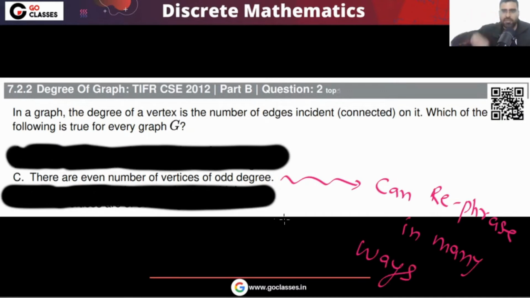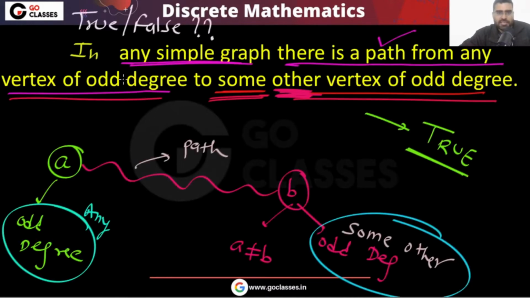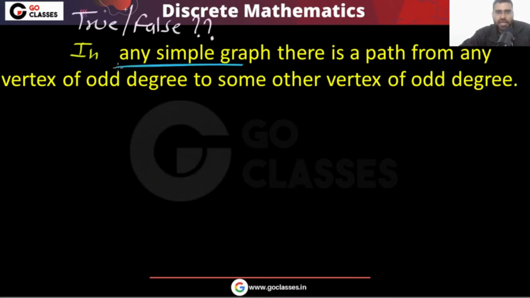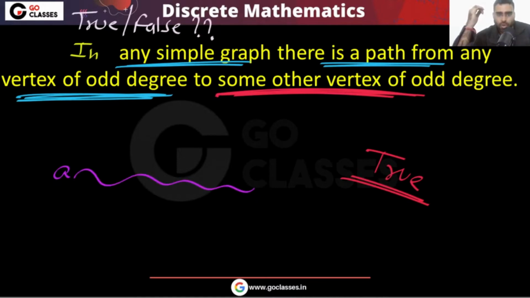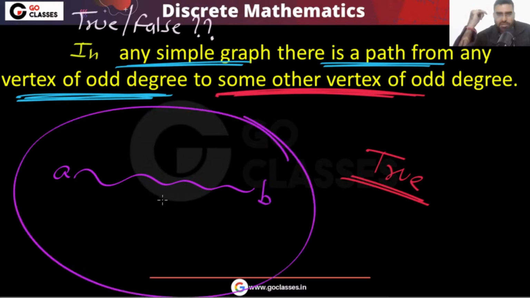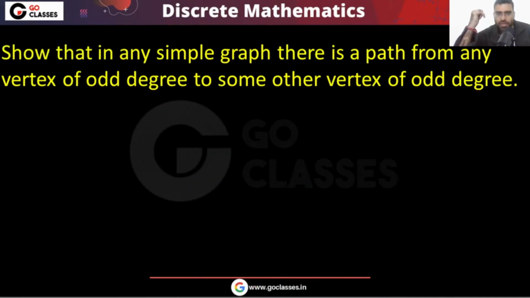Is this clear? Please tell me, did you understand? This same statement you can rephrase in many ways, and this is one of those. Like I can say that in any simple graph, there is a path from any vertex of odd degree to some other odd degree vertex. So this statement is true, correct or not? Like any odd degree vertex, there will be a path to another odd degree vertex, because in any component you must have an even number of odd degree vertices. So by the definition of component, this statement must be true. Okay, so this we have proven.